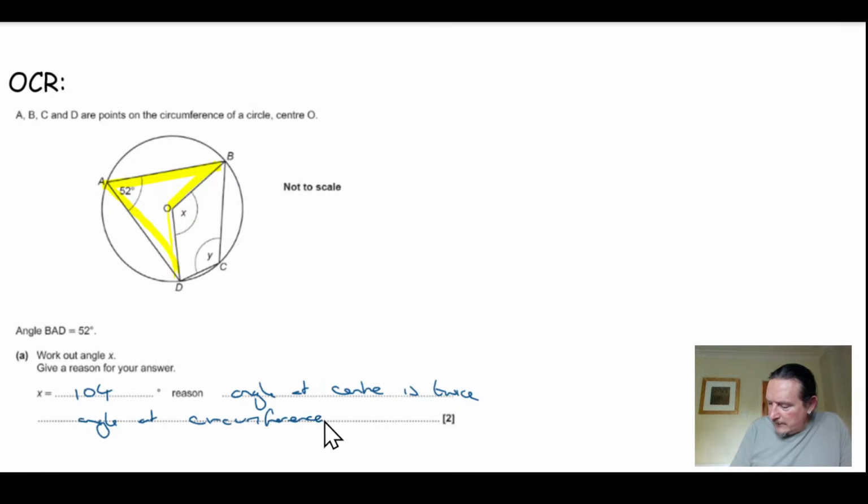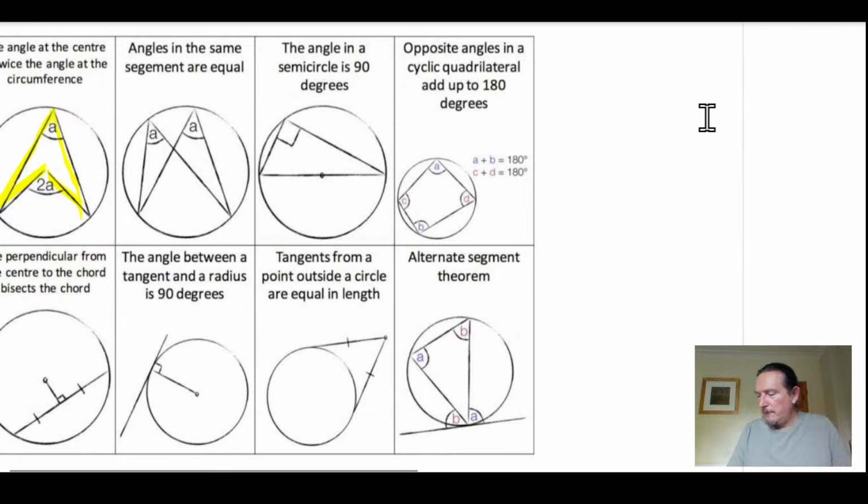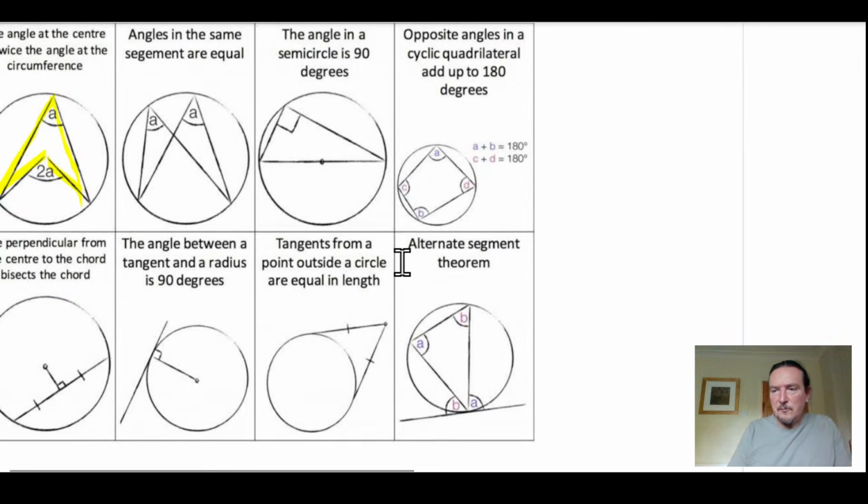Now, you do need to know these little phrases that I've written under here. I don't know if you want to take a screenshot of this, but if you need to remember the wording and the pictures, because some questions will ask you for the reason, and so you have to write the little wordy bit down underneath. Otherwise, you're not going to get all the marks, even if you worked out all the angles.